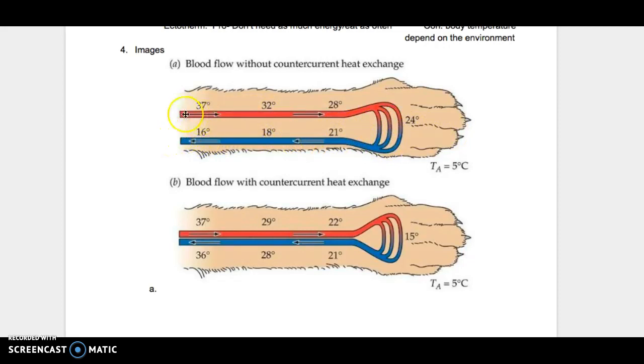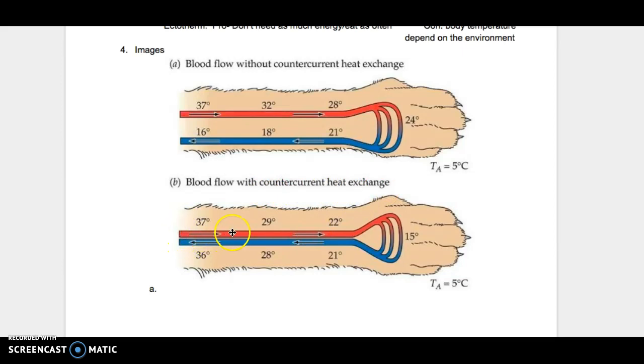And the result of that is you will have warmer blood coming in, but as it's going to the end of the body part, it cools down, and when it comes back, it keeps on cooling down more. However, if you have countercurrent heat exchange, the two blood vessels are much closer to each other.